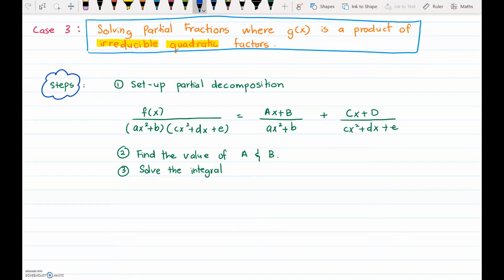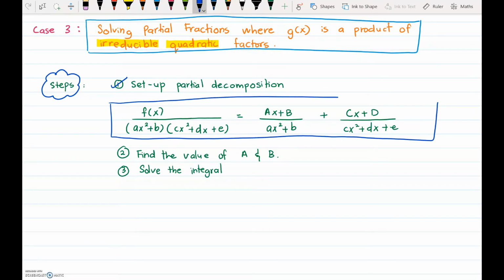So these are your steps. The first step is, as usual, we have to set up the partial decomposition. The partial decomposition that we have here for the irreducible quadratic factors is this one. If you have more than 2 factors, then you have plus dot dot dot. That is f(x) divided by (ax² + b)(cx² + dx + e) equals (ax + b) over (ax² + b) plus (cx + d) over (cx² + dx + e).